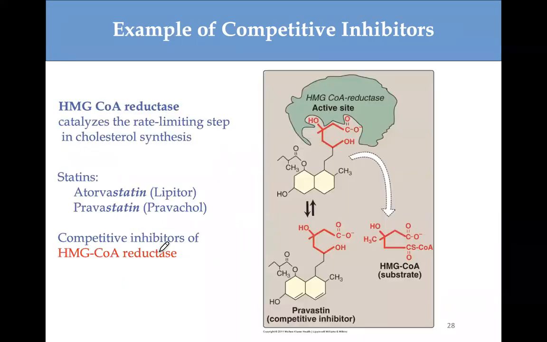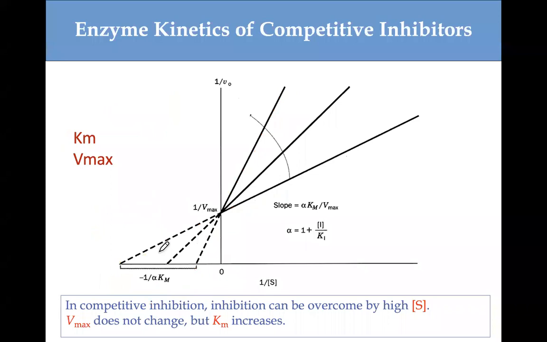Okay, perfect. Moving to an example of competitive inhibitors. So, which graph has the highest Km? Yes, 3. So this graph represents higher inhibition.